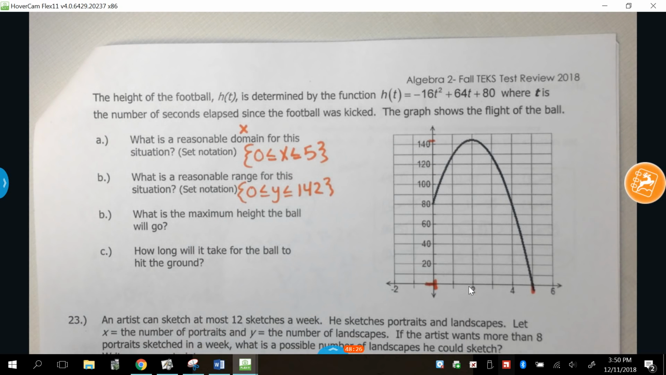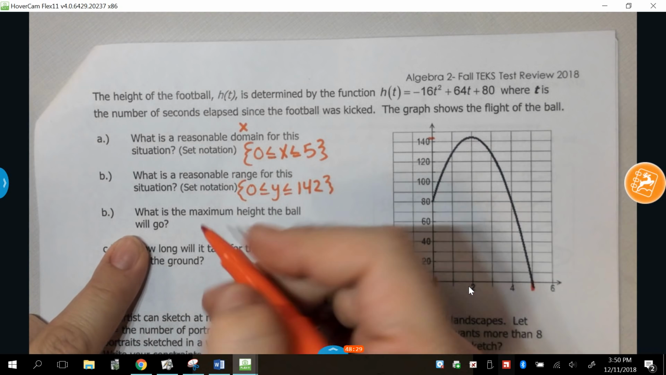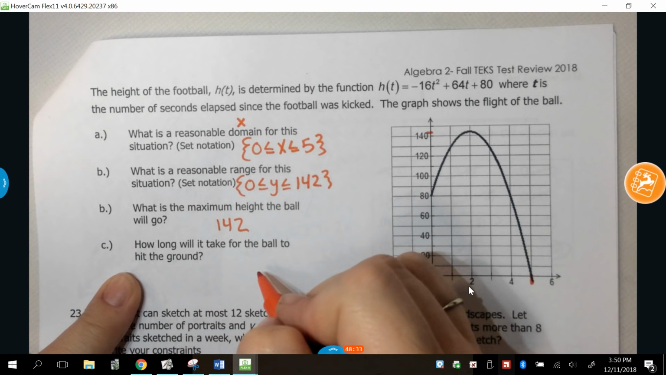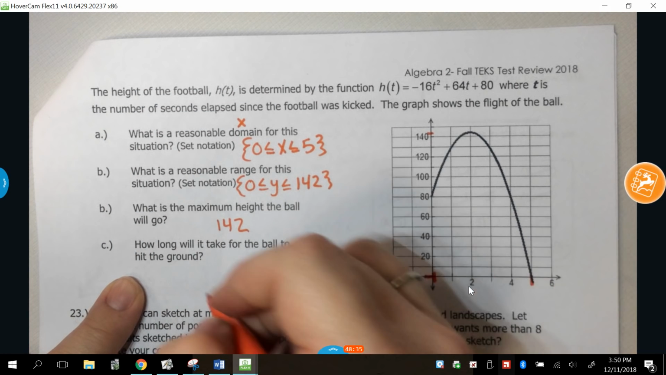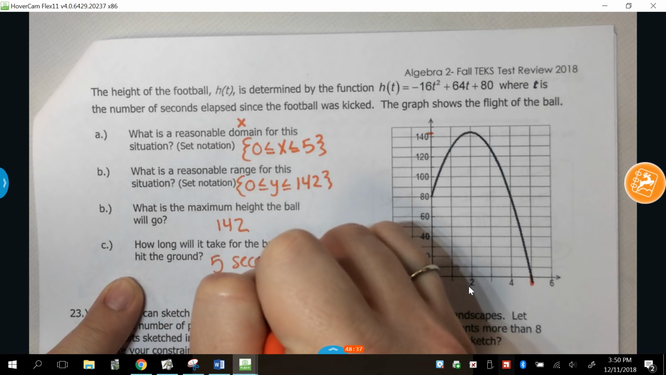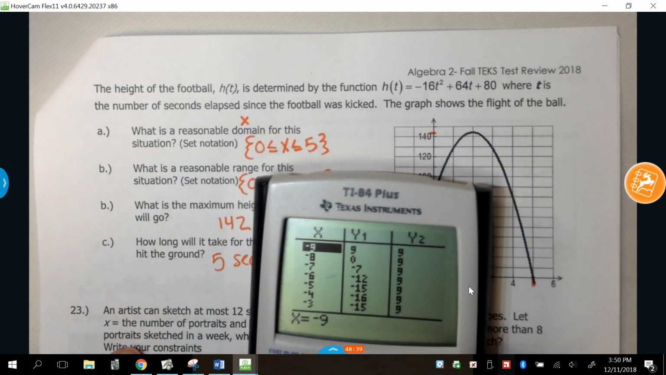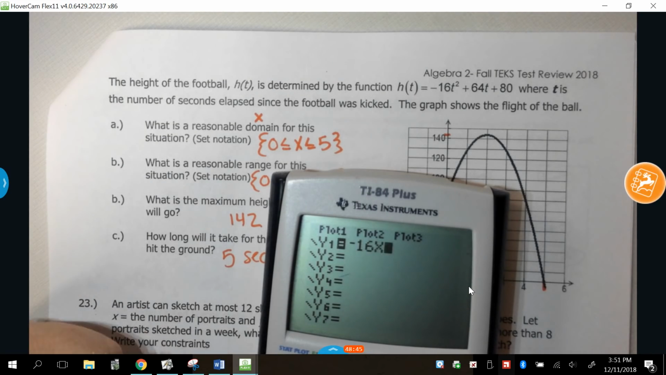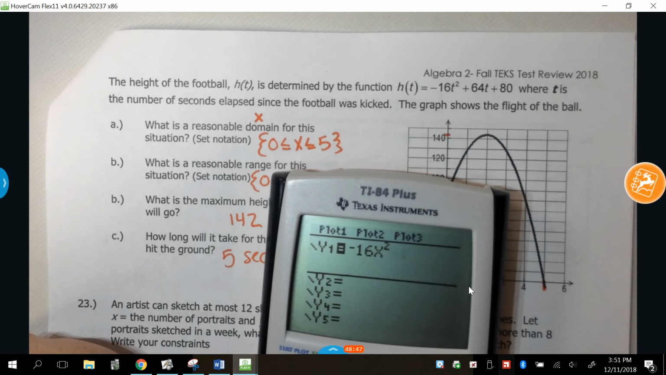Okay, what is the maximum height the ball will go? We'll say 142. How long would it take for the ball to hit the ground? So it's going to take 5 seconds. And guys, since we were given the equation, we can actually check the height. So let's do negative 16x squared plus 64x plus 80.